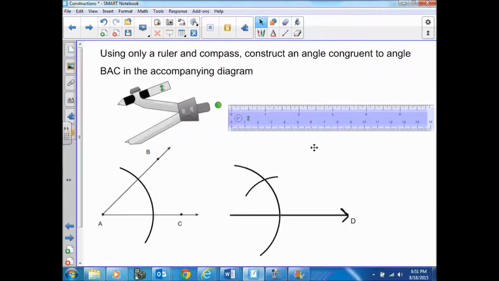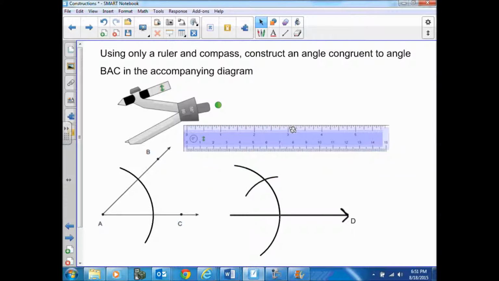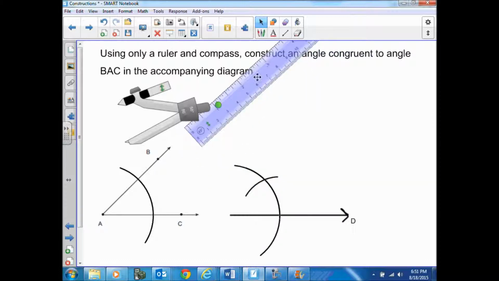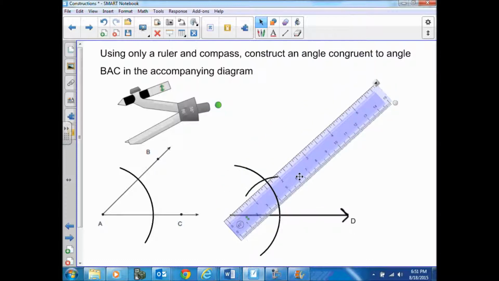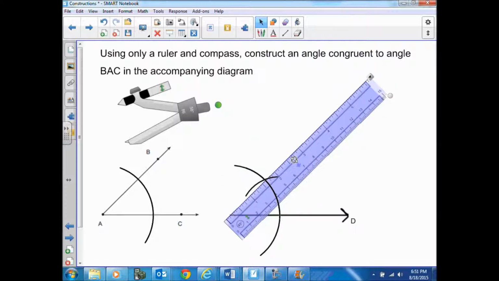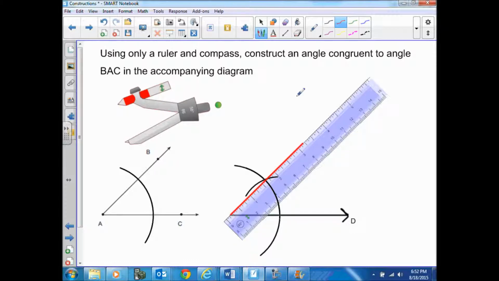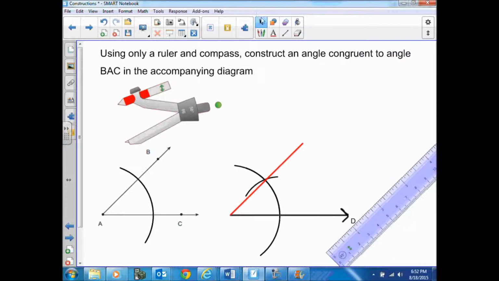You could probably guess the last thing that you need to do is draw a line through the intersection point, which is right here. And I'll just do that. Make it through here. Okay. I'll just go ahead and make my little arrow here. Alright. At this point you could label this DEF.